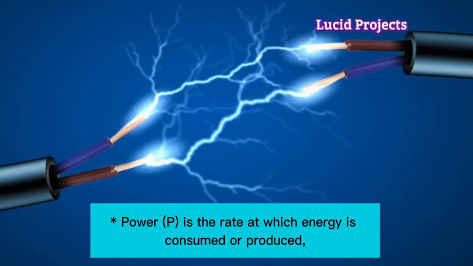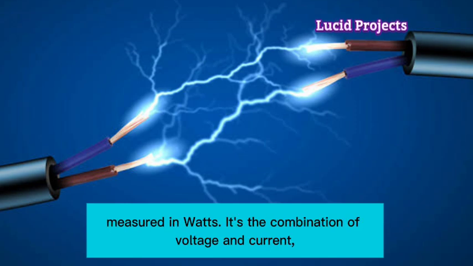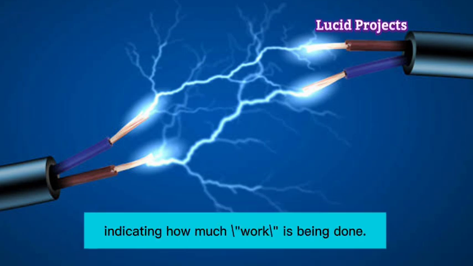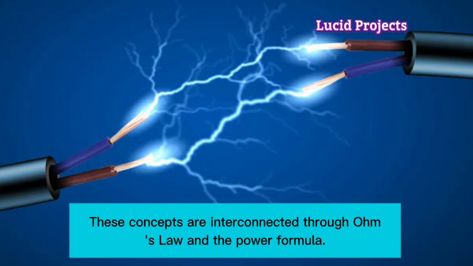Power, P, is the rate at which energy is consumed or produced, measured in watts. It's the combination of voltage and current, indicating how much work is being done. These concepts are interconnected through Ohm's law and the power formula.